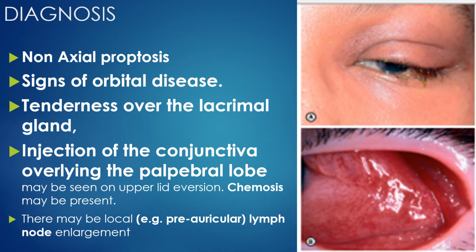The diagnosis is by looking at the features of non-axial proptosis, the signs of the orbital disease, tenderness over the lacrimal gland, and injection of the conjunctiva overlying the palpebral lobe. Chemosis may be present. There may be local preauricular lymph node enlargement.